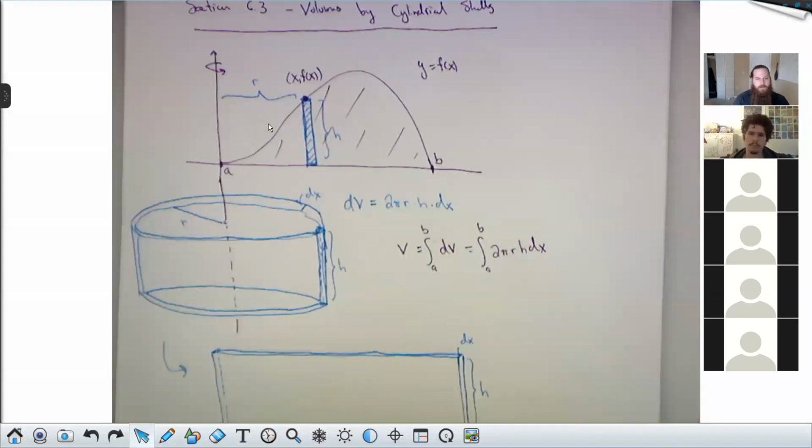And just like in the disk washer problem, sometimes this all gets turned sideways and all the x's are y's, but the setup is always going to be like this. So let me give you a kind of Bible, a cylindrical shells Bible, like we have our disk washer Bible. And then we will solve a problem or two, okay?